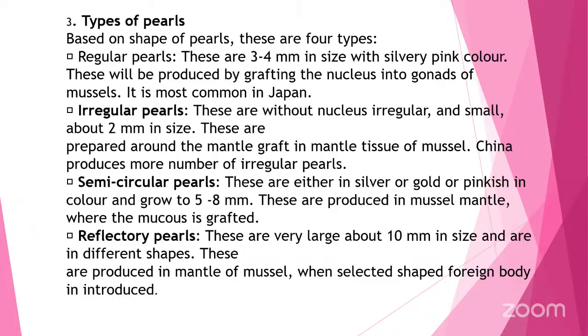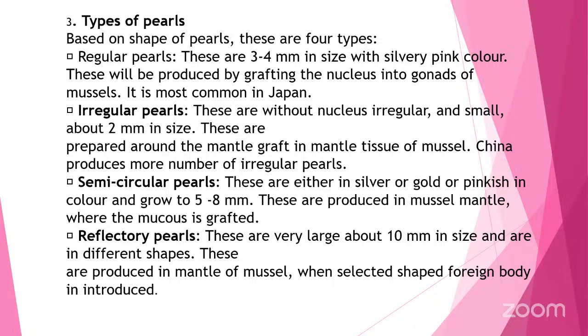Let's see the types of pearls. Based on the shapes of pearls, there are four types: regular pearls, irregular pearls, semicircular pearls, and reflectory pearls. Regular pearls are 3 to 4 mm in size with silvery pink color. These will be produced by grafting the nucleus into gonads of mussels. It is most common in Japan.